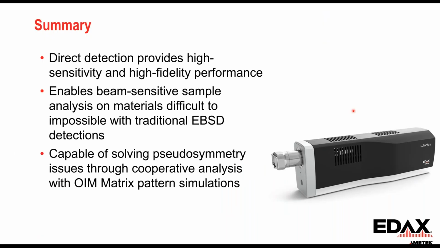Excuse me. So as a summary, direct detection provides high sensitivity and high fidelity performance. It enables beam sensitive sample analysis, especially on materials that are difficult to impossible to do with traditional EBSD detection. And then we can resolve some pseudosymmetry issues by using it in conjunction with something like OIM Matrix.